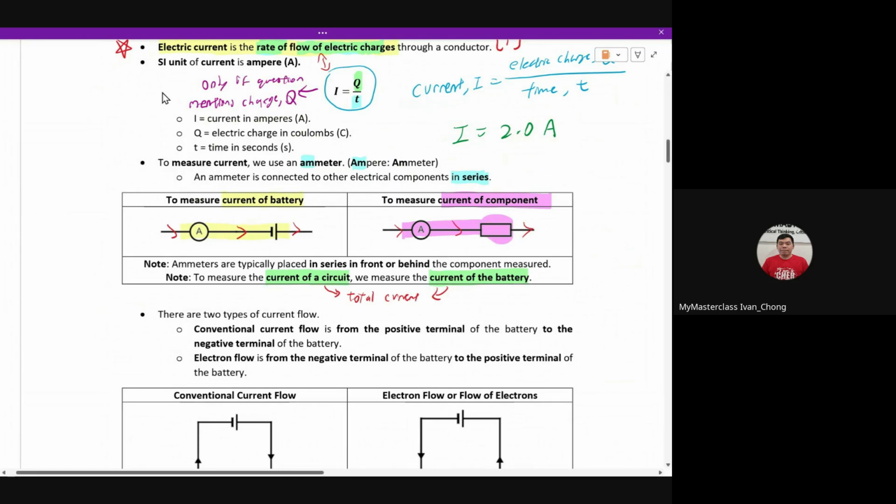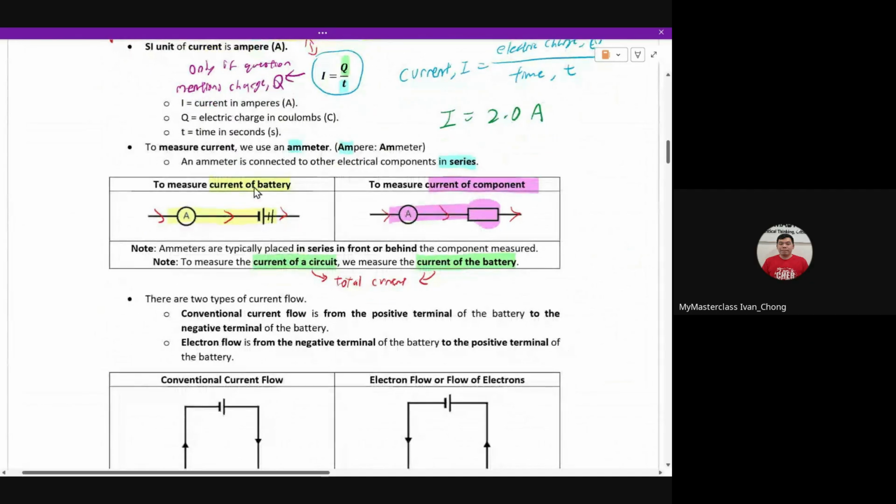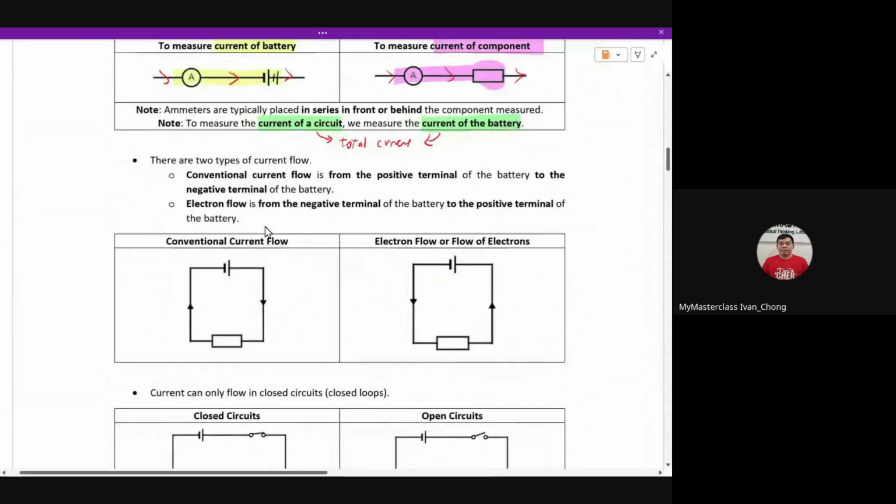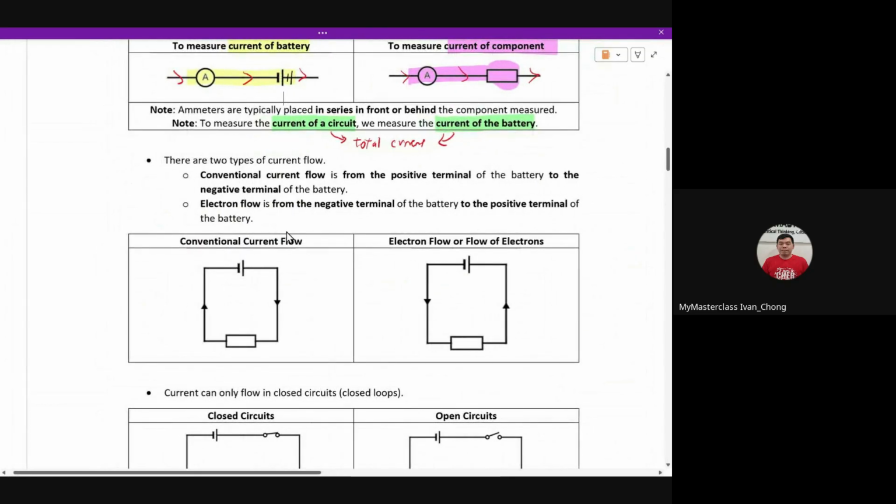Okay, so if you want to measure total, just put it in front, and this is technically a cell. So if you can, just add one more cell in front to make it a battery so that it makes sense. Then over here, you have two different types. Now, this word over here means default. So if the question doesn't say anything, we always assume that it will be conventional current flow. Your conventional current flow will always be from plus to minus.